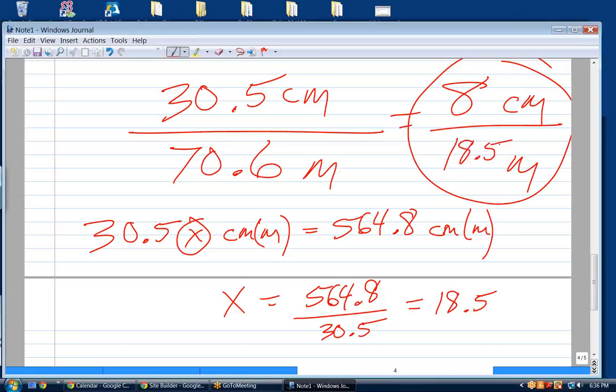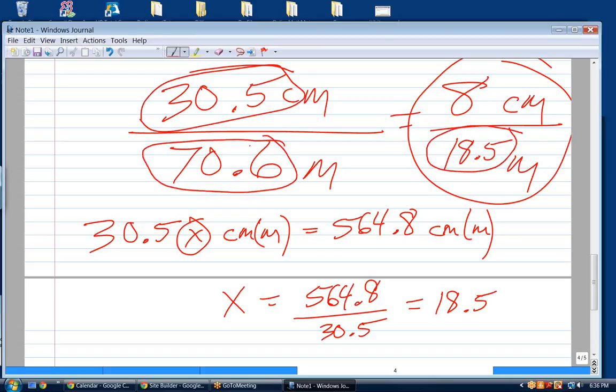Always add that last step. Okay? So 8 centimeters is about a fourth of that, right? Yeah. And this number is about a fourth of that. So everything looks copacetic. It looks right. In other words, we're not off by a factor of 10. We didn't come up with an answer of 185 meters, or 1.85 meters, which wouldn't make sense. So it looks like we're correct.